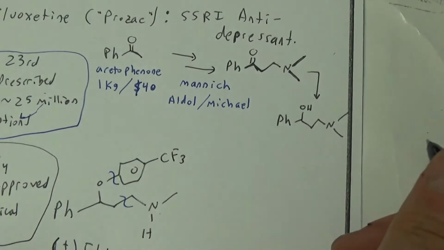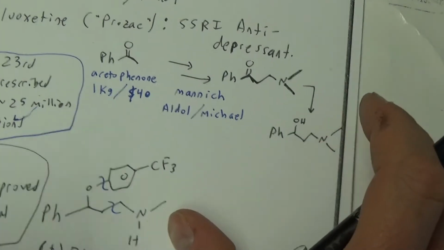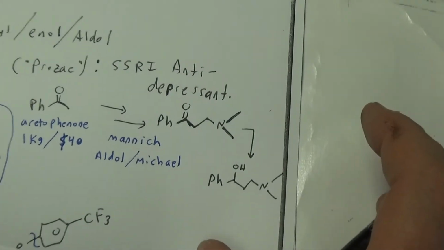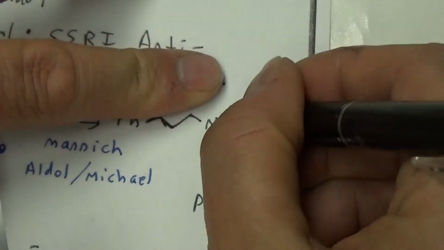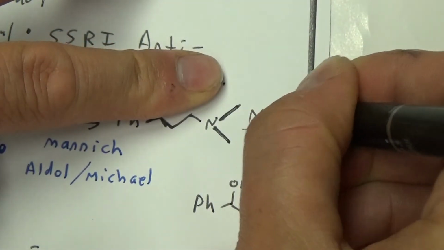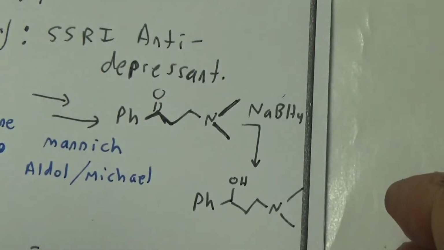And that is a simple Organic 2 reaction, or actually an Organic 1 reaction. What's the reagent to reduce a ketone to an alcohol really easily? It's NaBH4, sodium borohydride. Okay, so that's a very simple reaction.